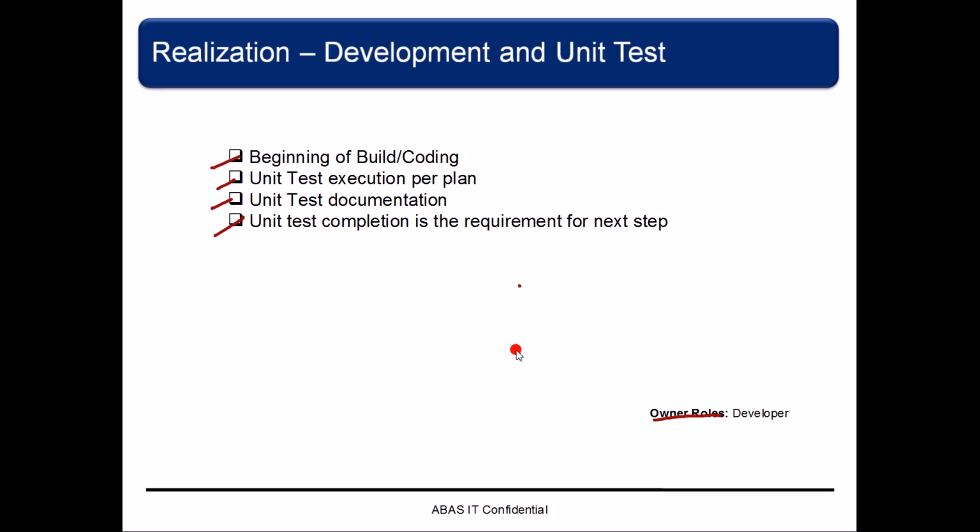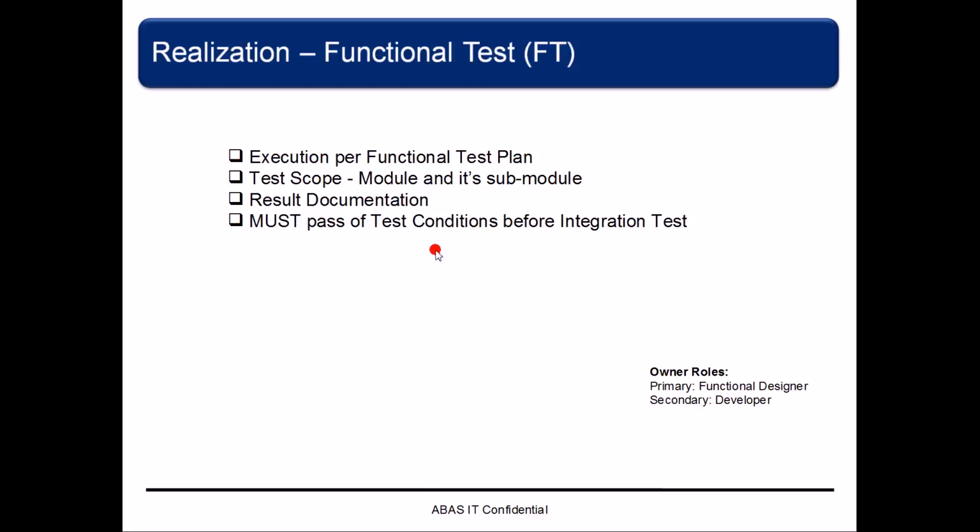Going to the presentation. Once the unit test is done, we're going to start the coding, right? And so this is where the realization piece, development and unit test, ends with the test plan. The next step is the functional test, because we also listed it out in the functional design document. We're going to execute the functional test plan, and the scope of the functional test is the module and its submodules.